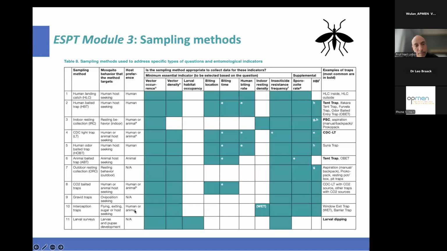Your host preference is mapped out here. And then is the sampling method appropriate to collect data for these indicators? So you can see this is also mapped out here. These sampling methods can be used to collect these indicators, for example. And examples of sampling methods are on our right. So when you're working through this, or if you don't have the background for this, this is all thought through for you. You can already just reference it.